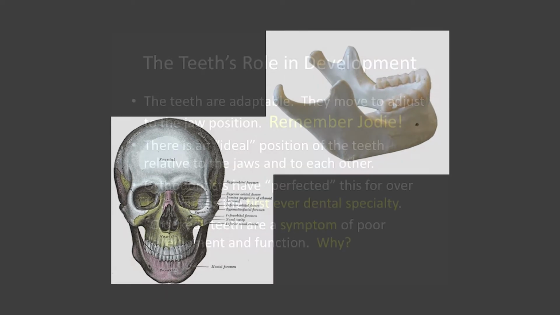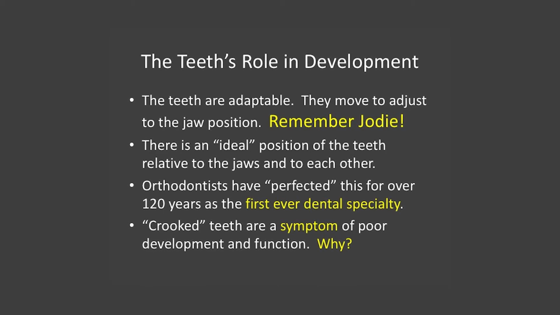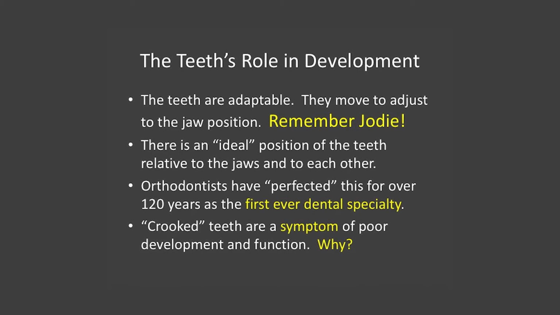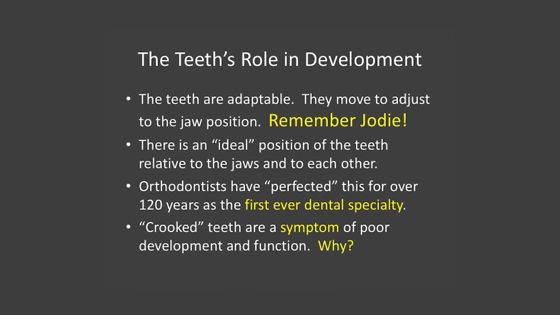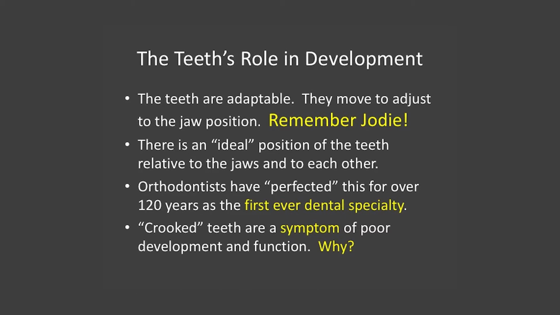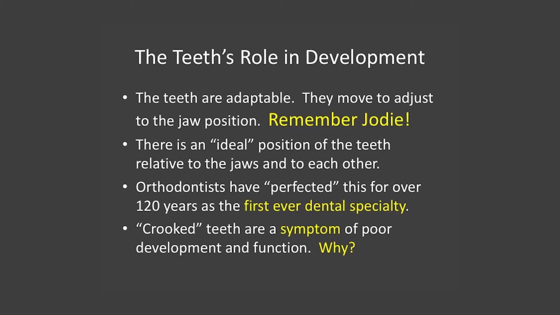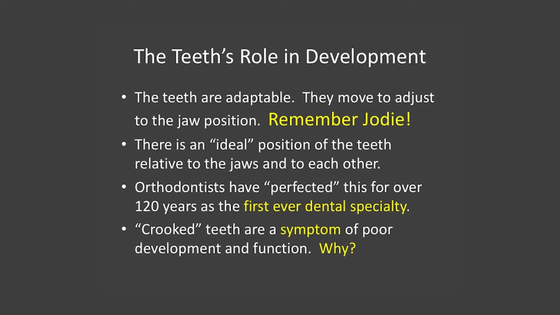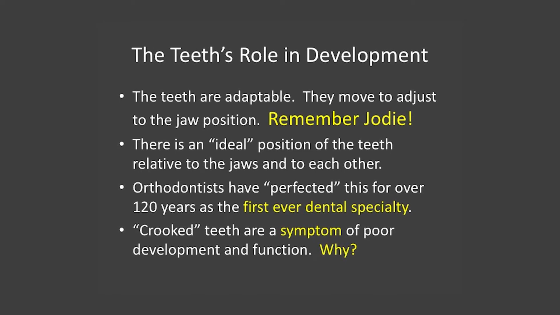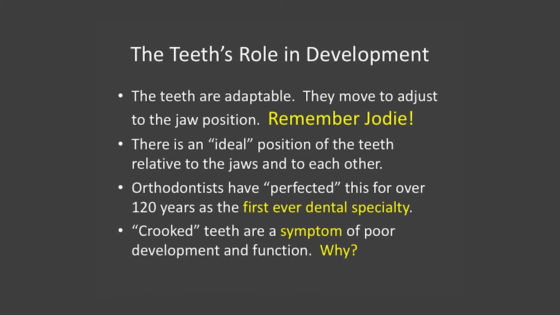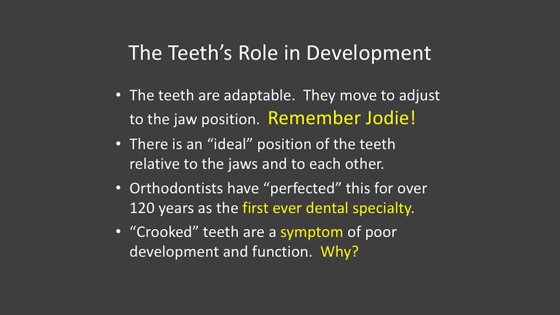So the teeth's role. Our teeth are very adaptable. They're going to move to adjust to the jaw position. And I want y'all to just remember Jody's picture. And there's an ideal position of the teeth relative to the jaws and to each other that orthodontists have been perfecting for over 120 years. The specialty of orthodontics has been around since the turn of the 20th century, around 1900. And the United States was the first place really that this came about. We're the first ever dental specialty. Might be one of the first ever specialties of any kind in medicine or dentistry.